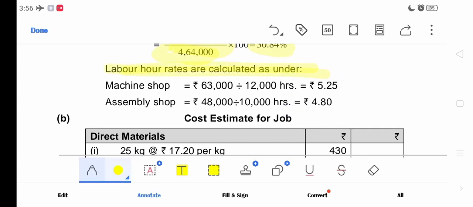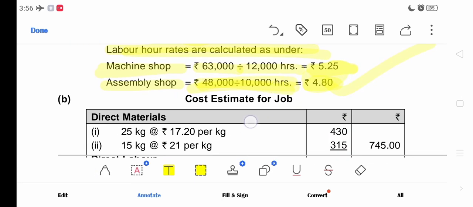Labor hours are calculated, so per hour rate we need to find out. For machine shop it is 63,000 divided by 12,000 hours, and for assembly shop 48,000 divided by 10,000 hours. 63,000 divided by 12,000 comes to 5.25 per hour, and 48,000 divided by 10,000 hours comes to 4.8 per hour, right? Yes, this is how you calculate per hour rate. And administrative and selling and distribution overhead rates, you take something as a base. In almost all questions like this, they take works cost as the appropriate base for these overhead rates. Okay, yes.